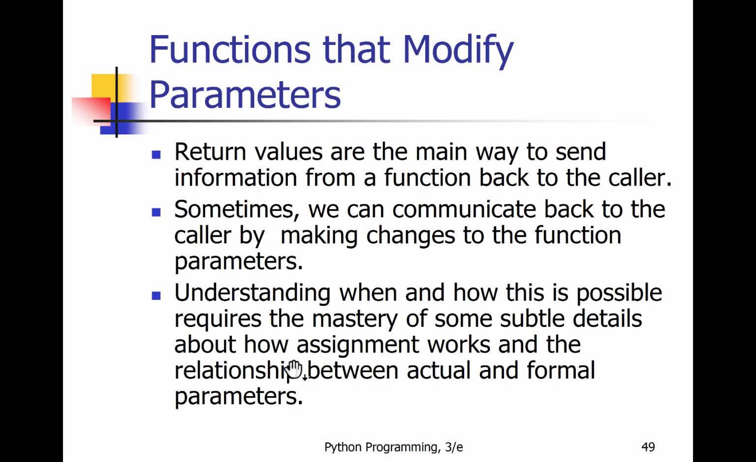So sometimes we can communicate back to the caller by making changes to the function parameters. That's a sometimes yes. Understanding when and how this is possible requires the mastery of some subtle details about how assignment works and the relationship between actual and formal parameters. So this is what I call a plumbing issue. Plumbing issues for me are the parts of programming that have to do with how things are hooked together. Particularly, how do they work kind of physically together? Which parts can change which code? Usually they have to do with an explanation of what's connected to what in what kind of way. Okay, so this is going to take some thoughtful work here, but very much worth it.